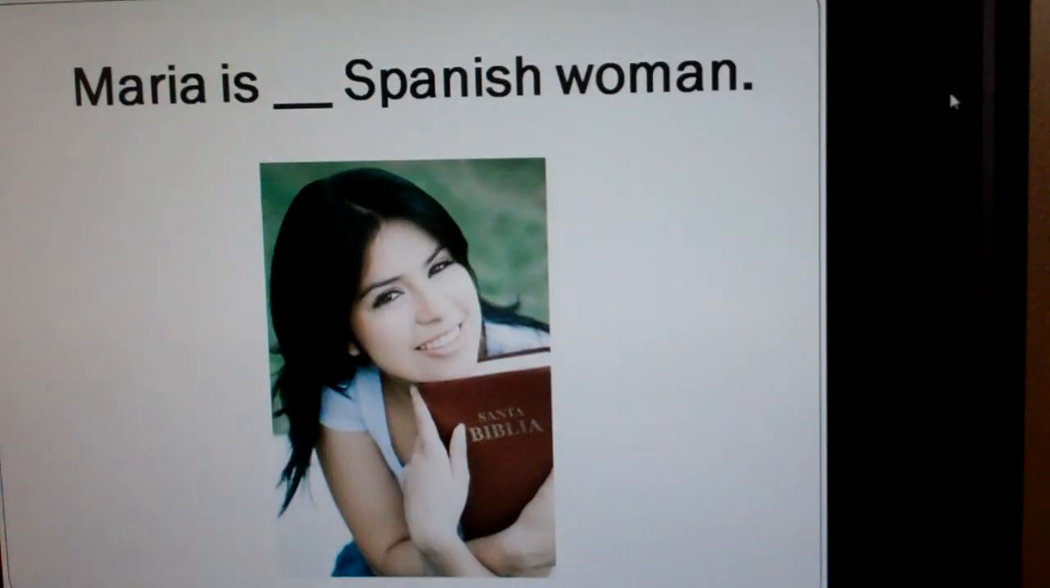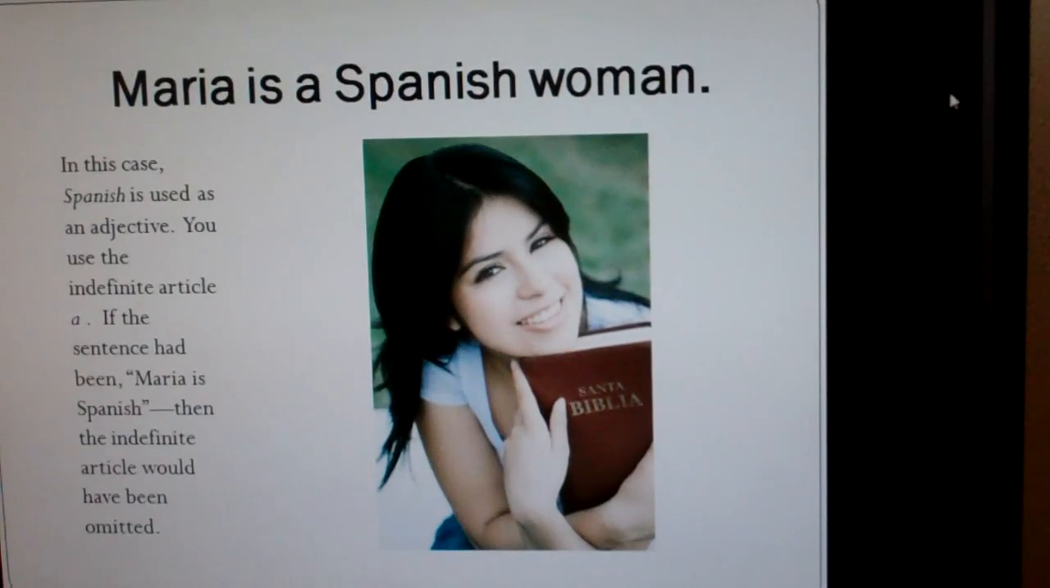So let's try the next one. Maria is a Spanish woman. In this case, Spanish is used as an adjective. You use the indefinite article a. If the sentence had been Maria is Spanish, then the indefinite article would have been omitted.